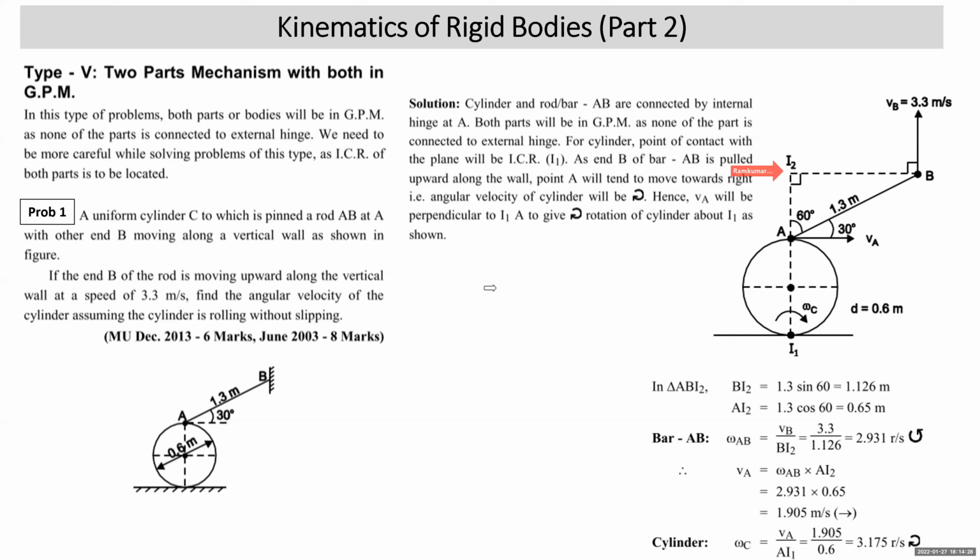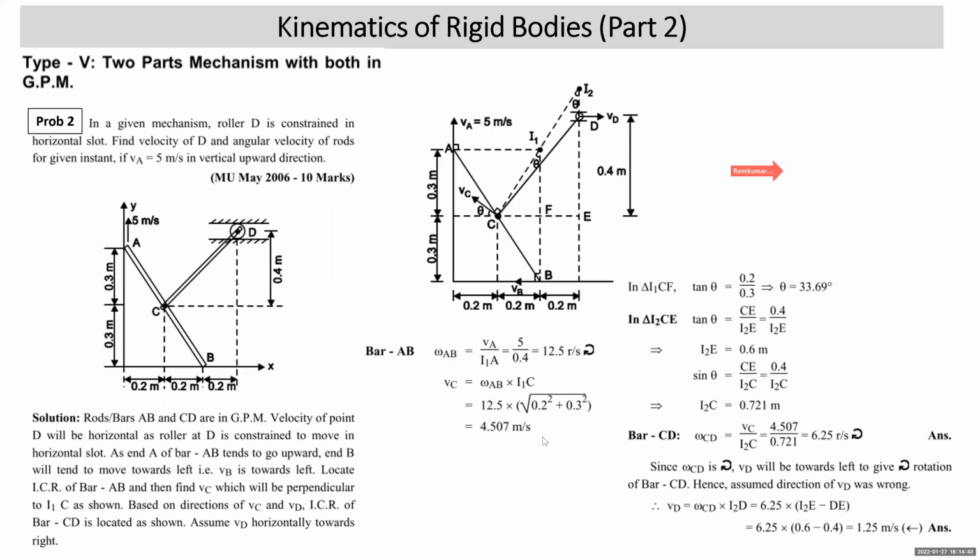So this is a problem of the type where two parts are in GPM. We call this type a two-part mechanism with both in GPM. We take one more problem of this type, a two-part mechanism with both in GPM.